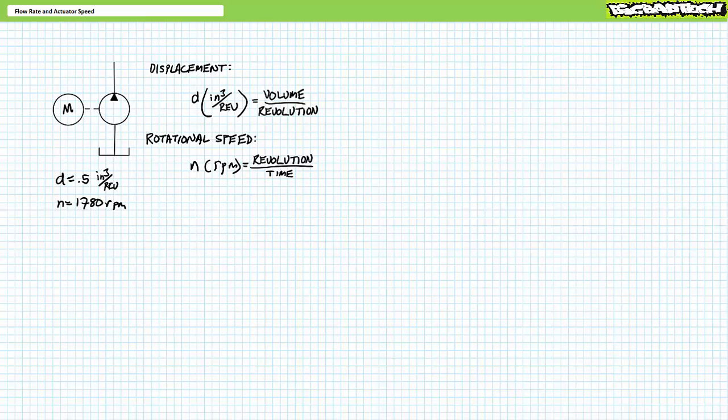Let's now have a quick discussion about pumps and rotational hydraulic actuators, like hydraulic motors, before we bring this lecture to a close. As you're no doubt aware, a pump is a device that converts the rotating mechanical power of some prime mover, be it an electric motor or an internal combustion engine, to fluid power.